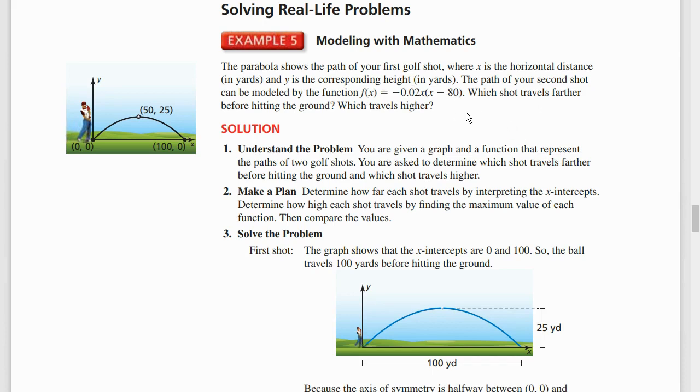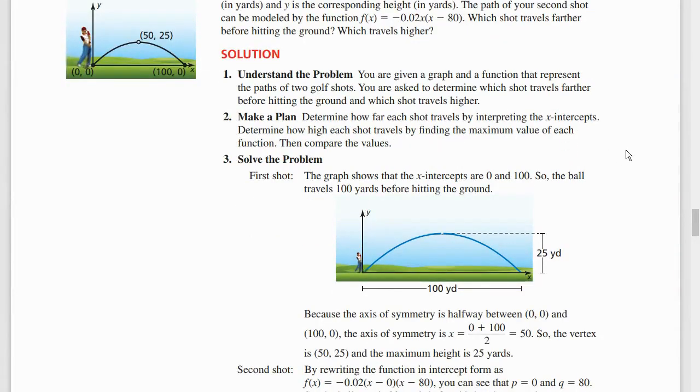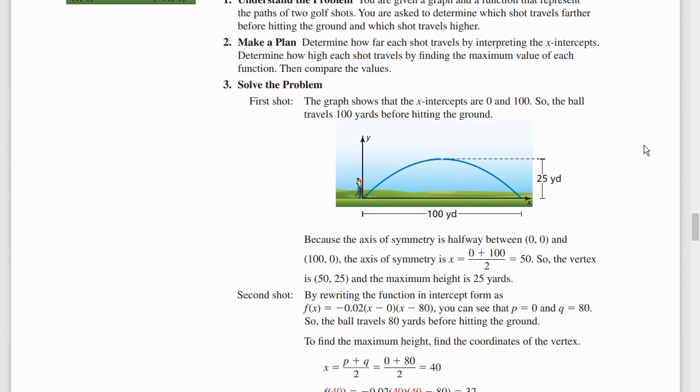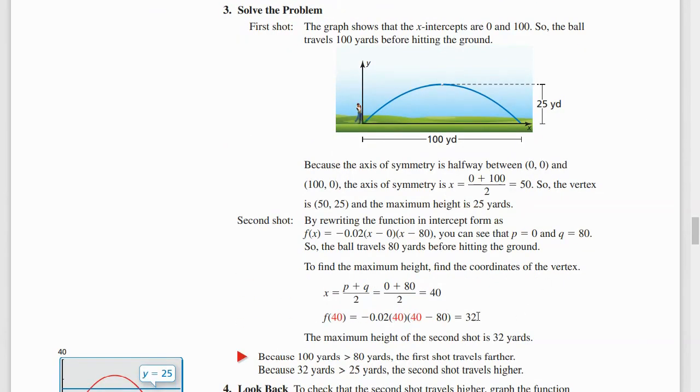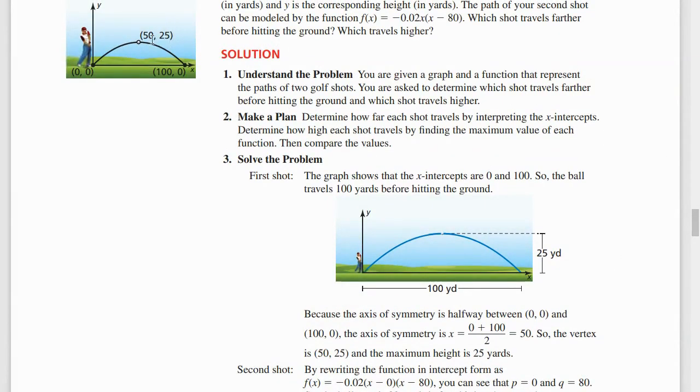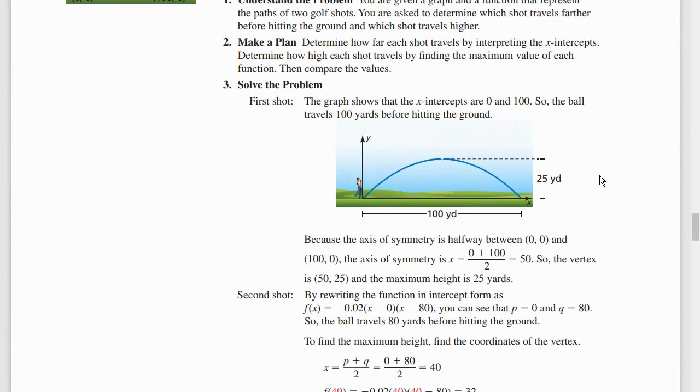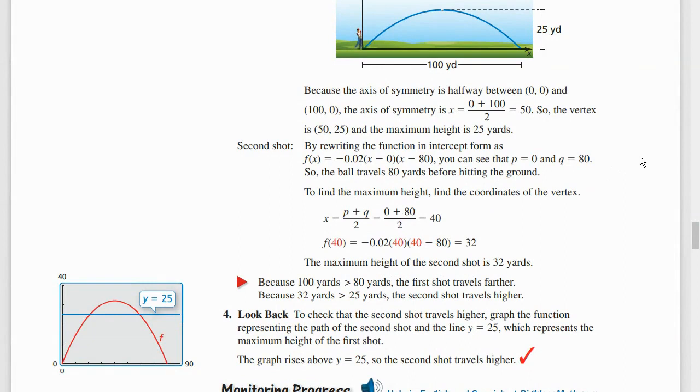So the midpoint is going to occur halfway between 0 and 80. Halfway between 0 and 80 is 40. So it's 40 comma something. So when I plug in the 40, it travels a height of 32. And I can see from this one, it traveled a height of 25. So which one's higher? Well, obviously the 32 is. And so you can work through this problem at your own leisure, but basically that's what it amounts to.